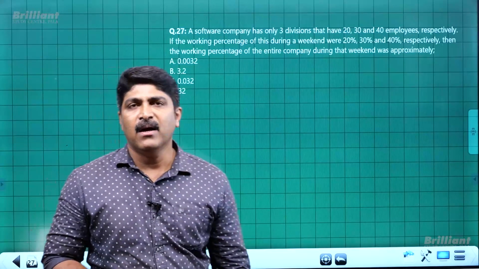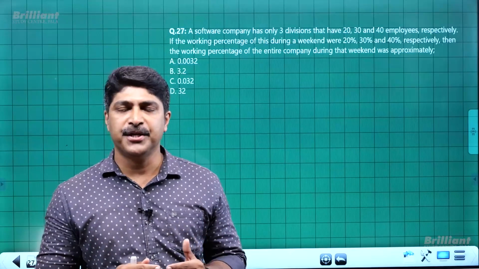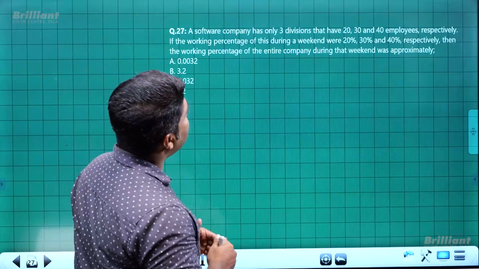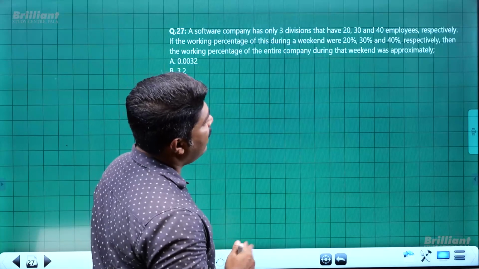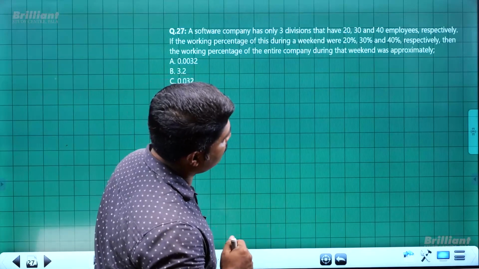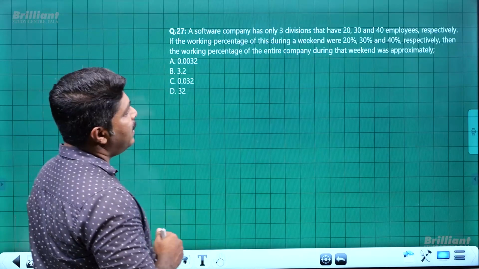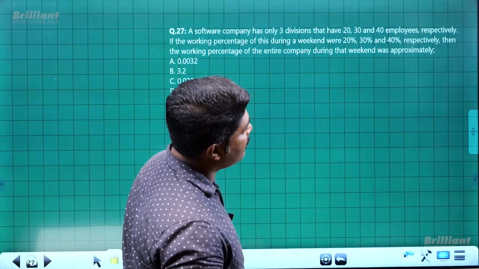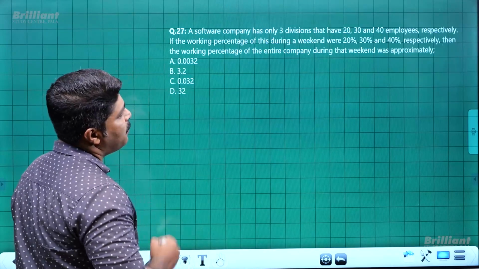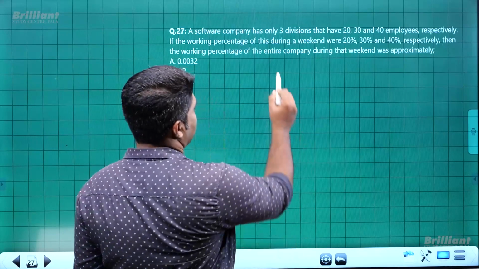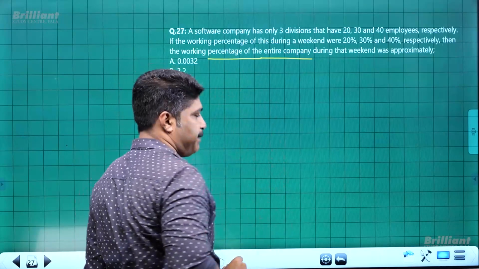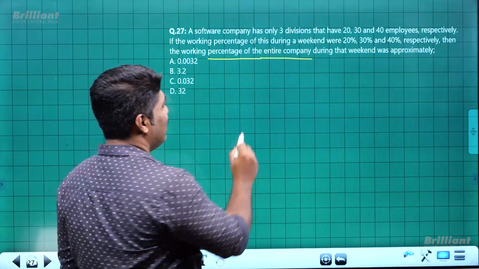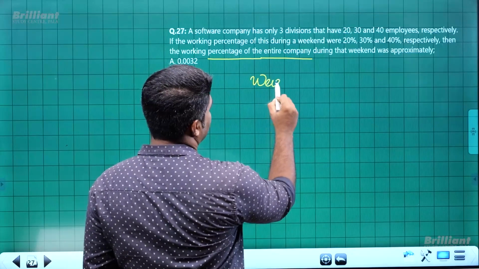In that question, only one child question was asked in relation to such data. So directly moving to the second question. A software company has only 3 divisions that have 20, 30, 40 employees respectively. If the working percentages of these during a weekend were 20%, 30%, 40% respectively, then what is the working percentage of the entire company during that weekend? Actually it's a basic application of weighted average.